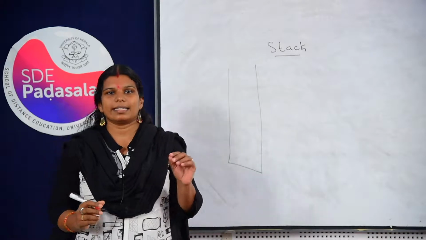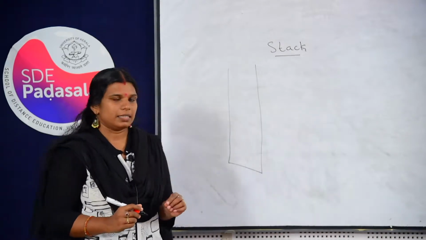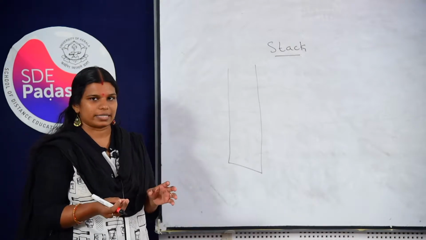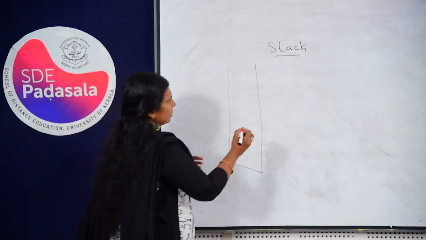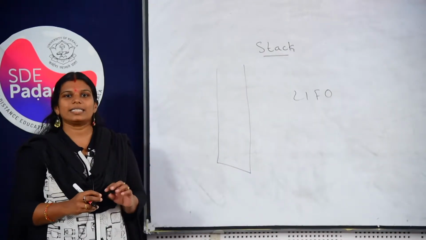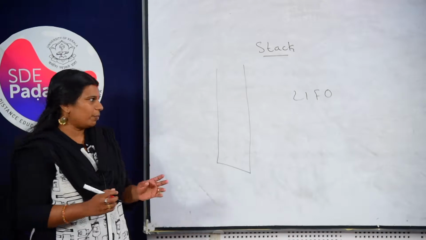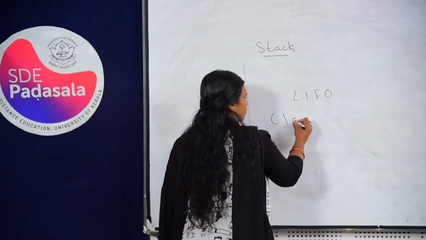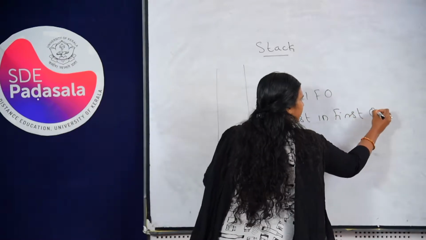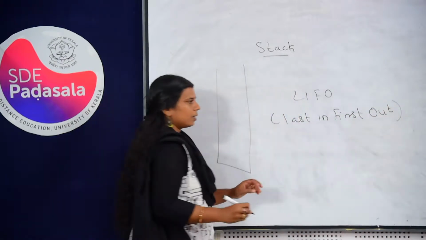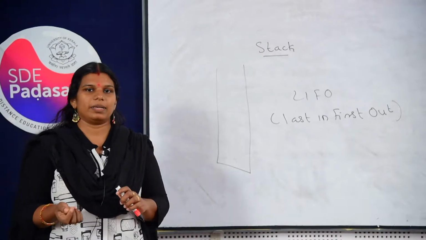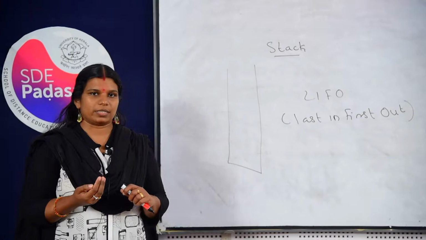Actually, stack is a linear data type. That is, we can insert and remove elements linearly into the stack. And stack is otherwise known as a LIFO structure. What is a LIFO structure? LIFO means last in, first out. That means the elements which are inserted last will be the elements which are removed first.